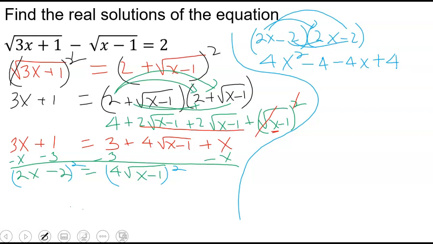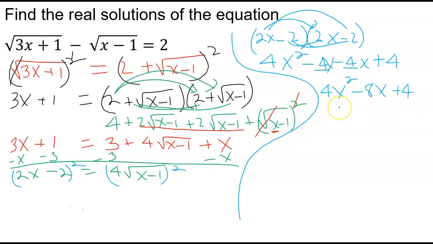And if we collect like terms, let me check it. 2x squared, 4. Oh, we have 4x. And that will be the like terms. 4x squared. So these two, minus 8x plus 4.